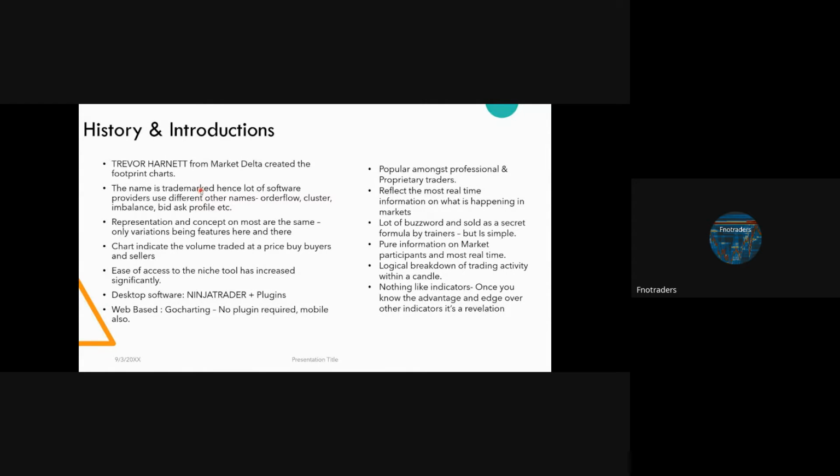They typically represent your information around the bid and the ask data itself. The representation and concept vary across platforms, but they represent the same set of information. This chart indicates volume traded at a price by buyers and sellers. What you see is not the number of trades, but the size traded on the left and the right side by buyers and sellers.